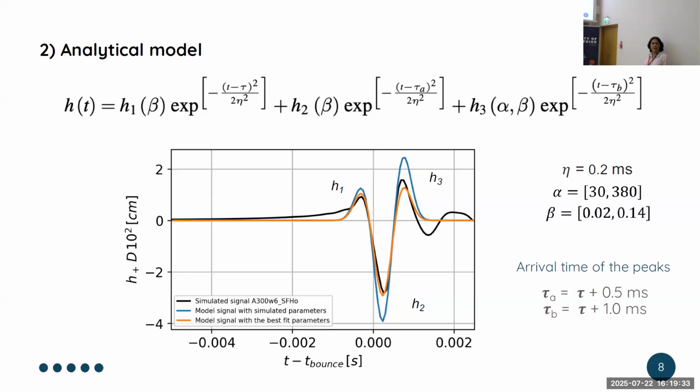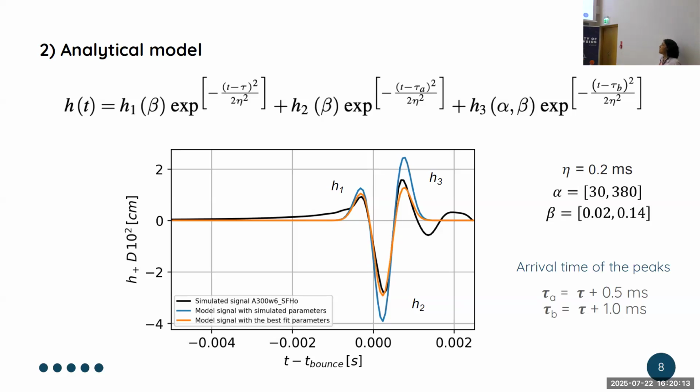Okay, once we have the best model that we found to make the phenomenological model, we try to fit the waveform with exponential terms. We show the numerical signal in black, blue is the signal with simulated parameters, and orange is the signal with the best fit parameters that we found.